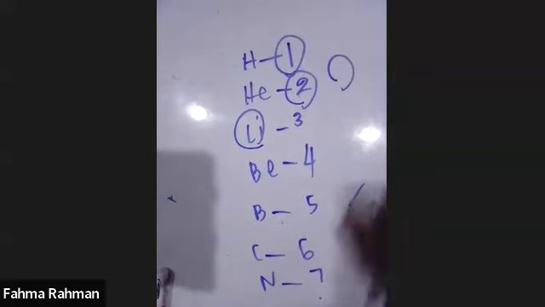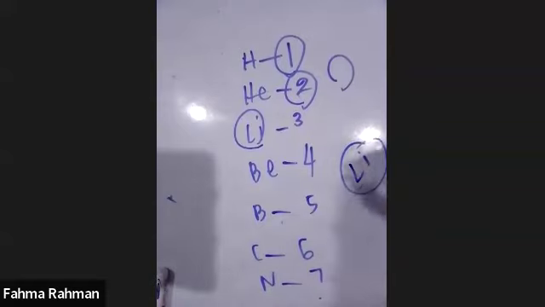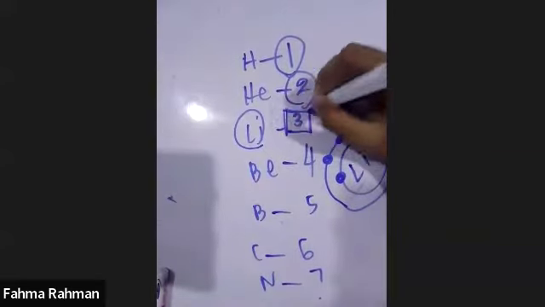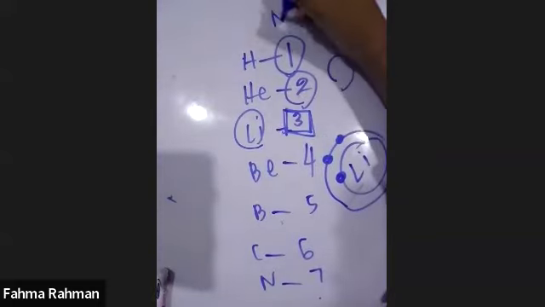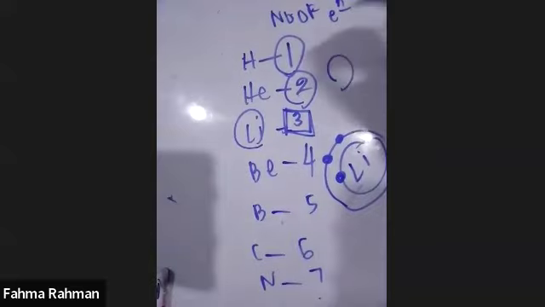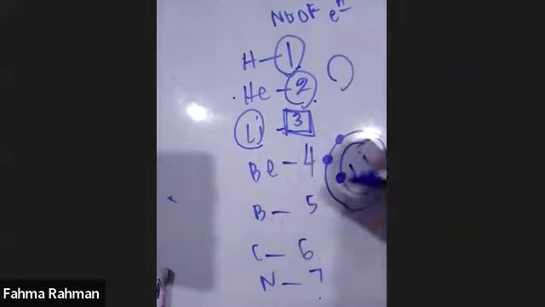Energy levels are always based on electrons, people. Okay, so lithium has one electron in the first energy level and two electrons in the second energy level, altogether three electrons. This is the number of electrons of the particular element. Hydrogen is one, helium two, lithium three, beryllium four, boron five, carbon six, nitrogen seven.